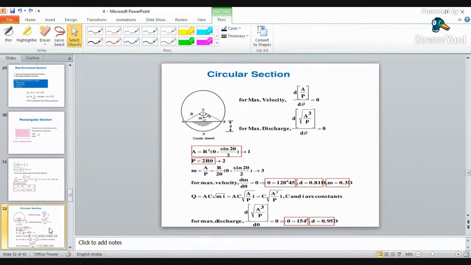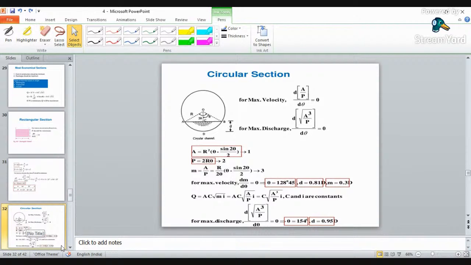Okay, and the velocity through a channel of circular section is maximum when the depth of the water is equal to 0.81 times the diameter of the circular channel. Here you can see that D is your diameter of the channel and d is the depth of the water. Okay. So the velocity through the channel of circular section is maximum when the depth of water is equal to 0.81 times the diameter of the circular channel.